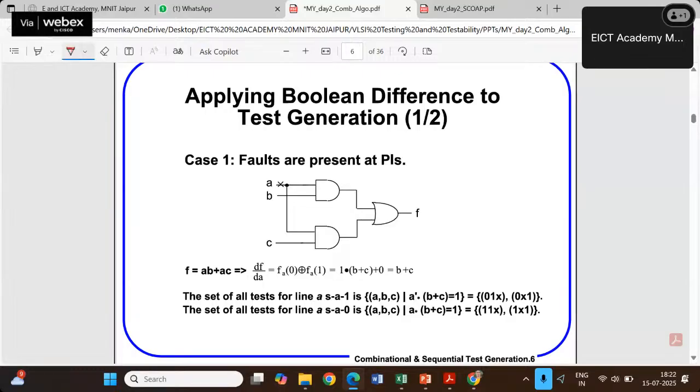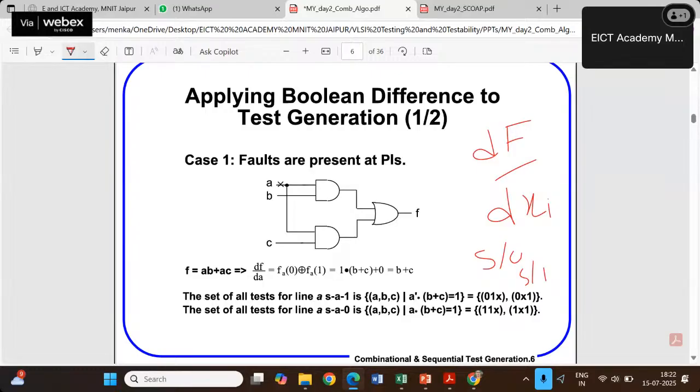First of all, we will find the Boolean difference df upon dxi. With the help of the Boolean difference, we will be able to find the stuck at 0 and stuck at 1 in one go. At that particular branch, we will be able to find both of the faults altogether if we know the Boolean difference. So this is the beauty of this. There is no need to take extra steps for stuck at 0 and stuck at 1 separately.